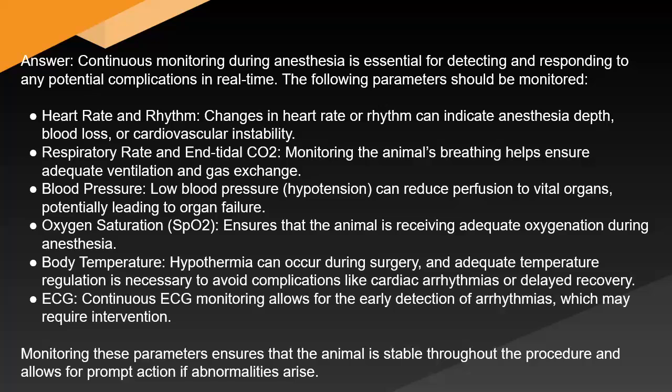Blood pressure. Low blood pressure, hypotension, can reduce perfusion to vital organs, potentially leading to organ failure. Oxygen saturation, SpO2, ensures that the animal is receiving adequate oxygenation during anesthesia. Body temperature. Hypothermia can occur during surgery, and adequate temperature regulation is necessary to avoid complications like cardiac arrhythmias or delayed recovery. Continuous ECG monitoring allows for the early detection of arrhythmias which may require intervention. Monitoring these parameters ensures that the animal is stable throughout the procedure and allows for prompt action if abnormalities arise.